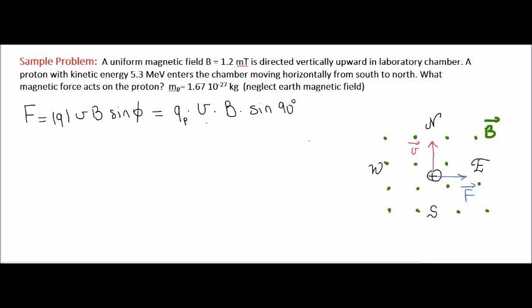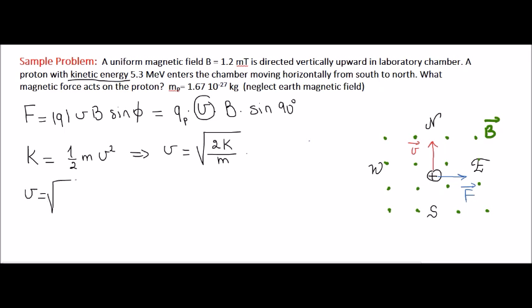Okay, so I don't know the velocity, but I know the kinetic energy. So what is the kinetic energy? That's half m v squared. So from this I can get the velocity, the speed, v equals square root of 2K over m. Now, how do I calculate v? V is the square root of 2 times 5.3 mega. What is mega? 10 to the power 6 electron volt.